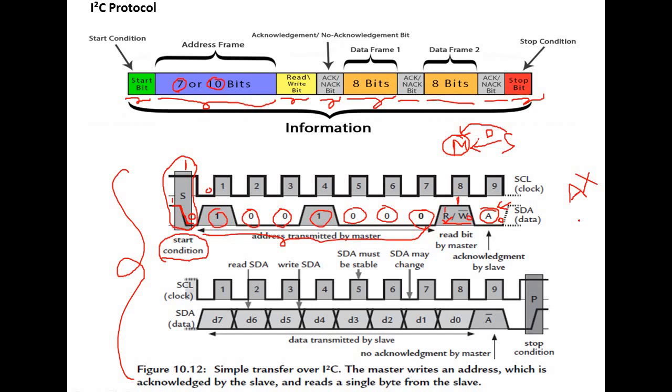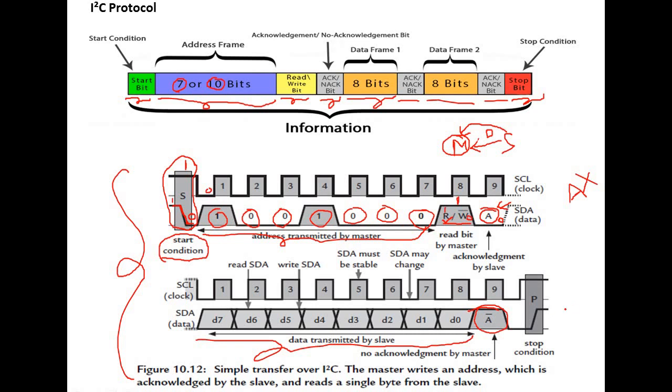Next, if everything is fine, then the slave will place the data for the next 8 clock cycles. The data is placed by the slave. The master continues to provide the clock and this data is read by the master. And the 9th bit will normally be the acknowledgement bit, which signals to the slave that the master has received sufficient data.